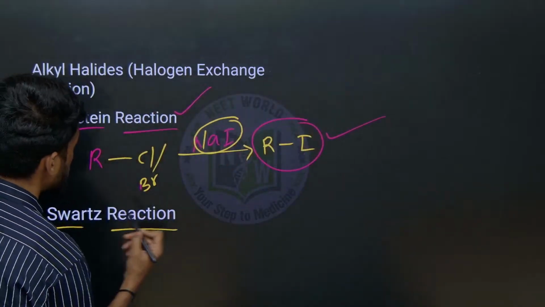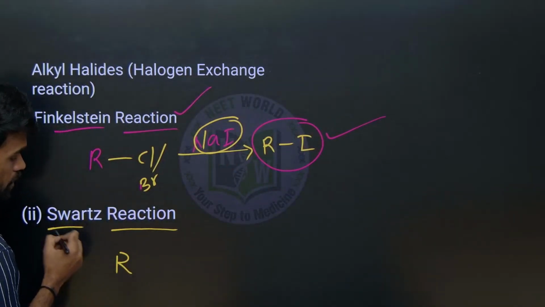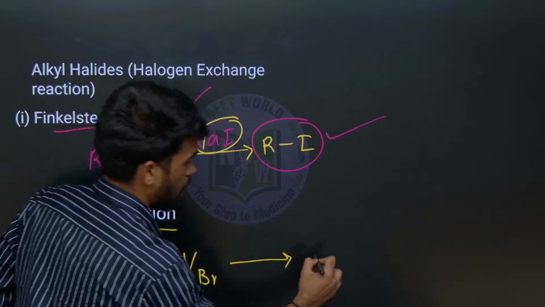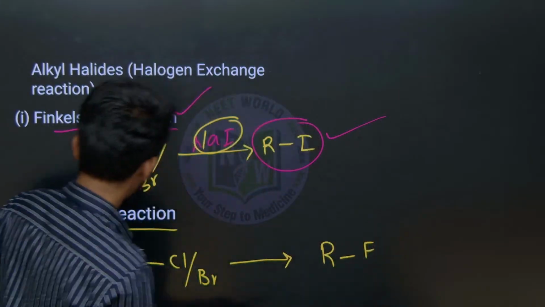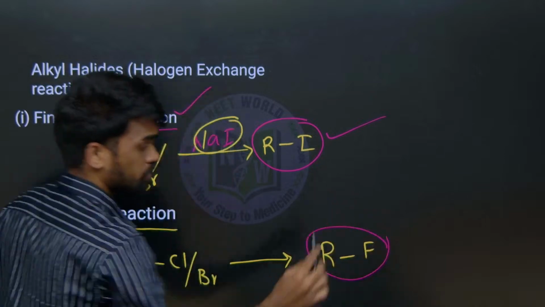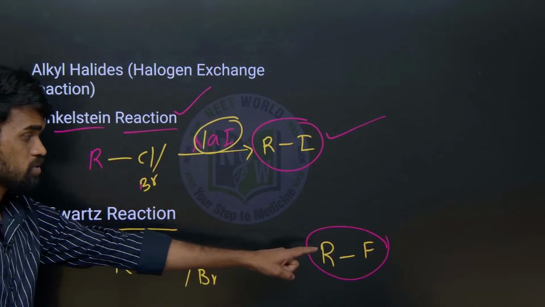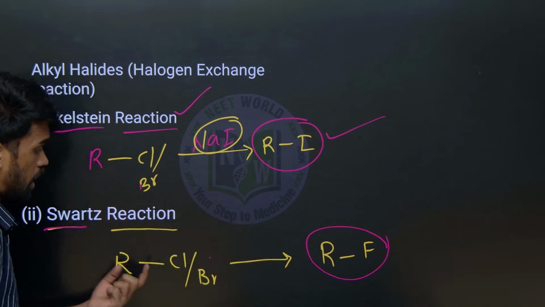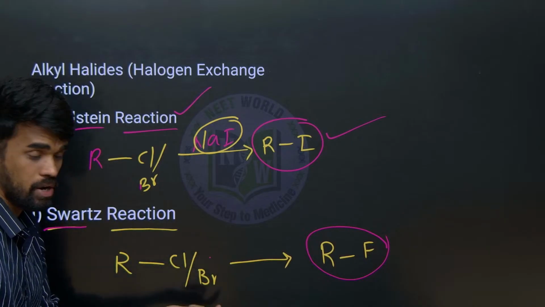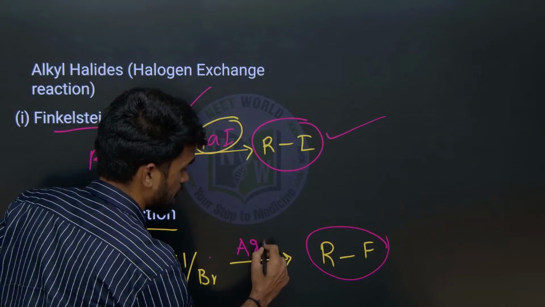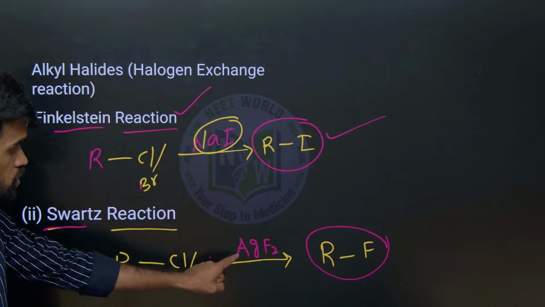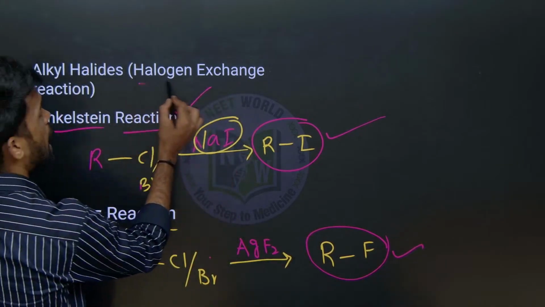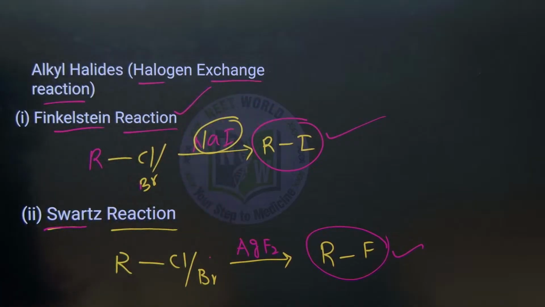Next, the Swarts reaction. Here also we will be using alkyl chlorides and alkyl bromides for conversion to alkyl fluorides. So the Swarts reaction is for preparation of alkyl fluorides. Alkyl fluorides are prepared by the Swarts reaction, where we use alkyl chlorides, bromides, iodides and treat them with fluorinating agents like AgF2 or AgF. So it will generate alkyl fluoride. So what are these reactions? Halogen exchange reactions.